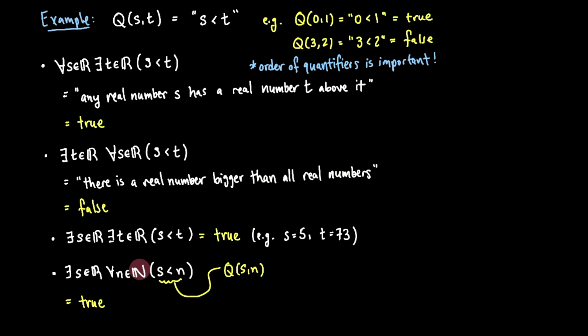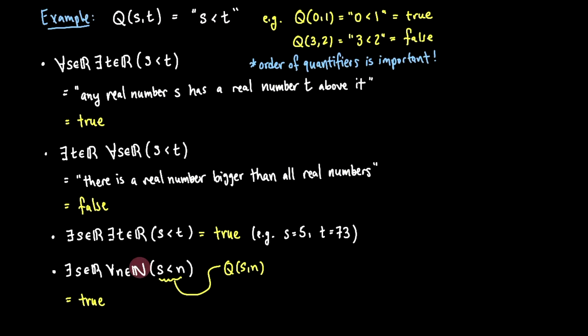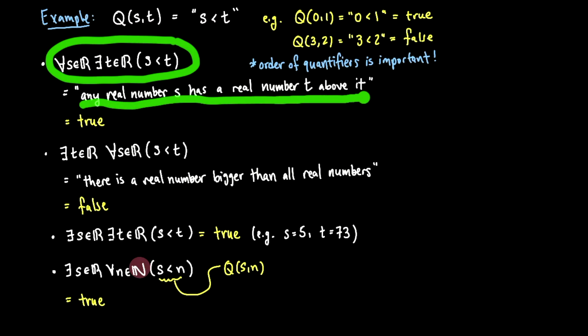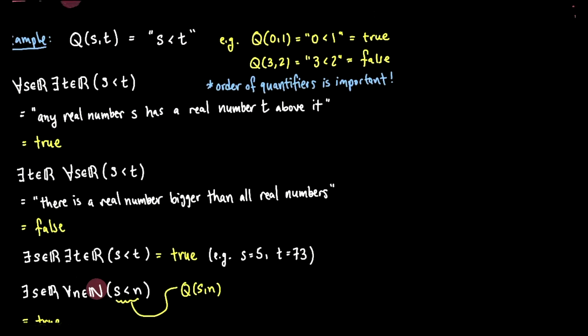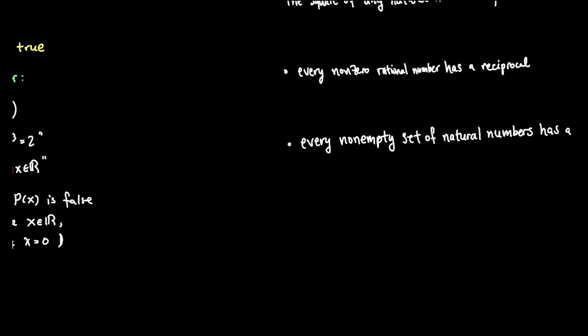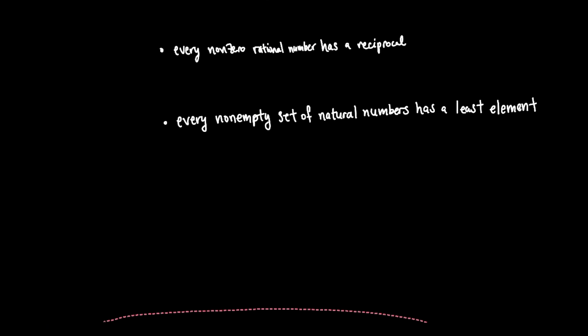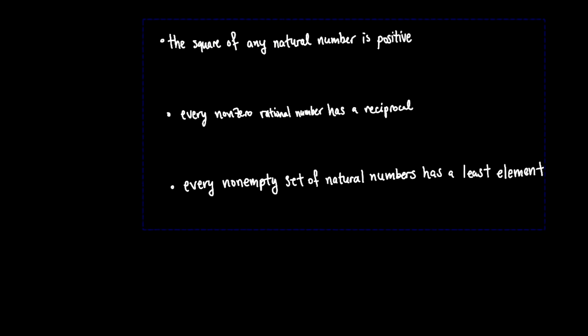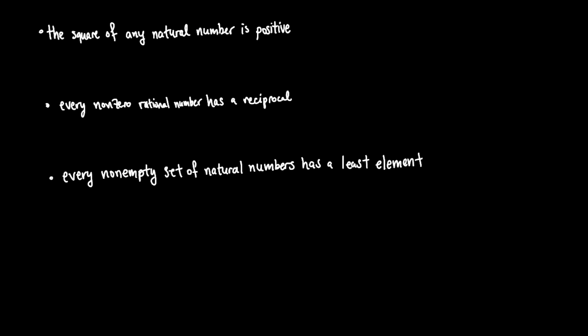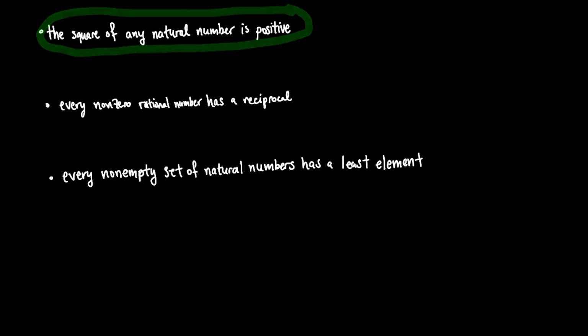Okay, and now another really nice thing with quantifiers is now that we have all these symbols, it's nice to be able to do this process of converting between symbols and plain English. So let's do some practice with that. I made some little exercise here for us to practice converting English sentences into symbols. So here's one. The square of any natural number is positive.